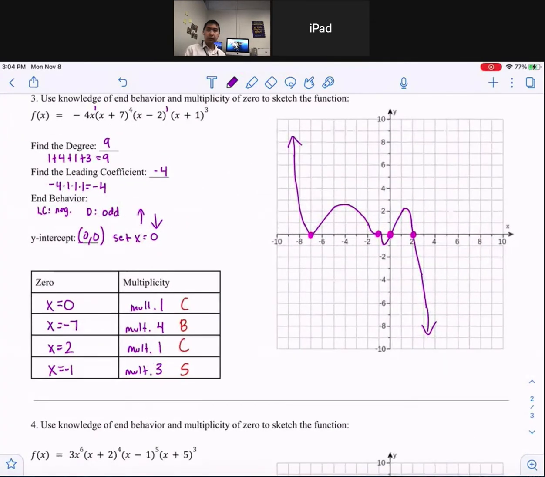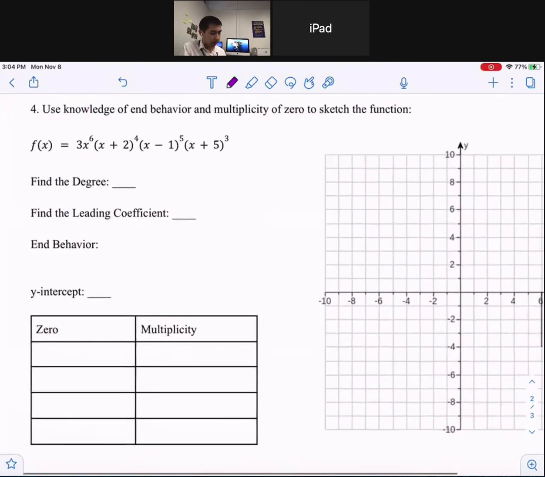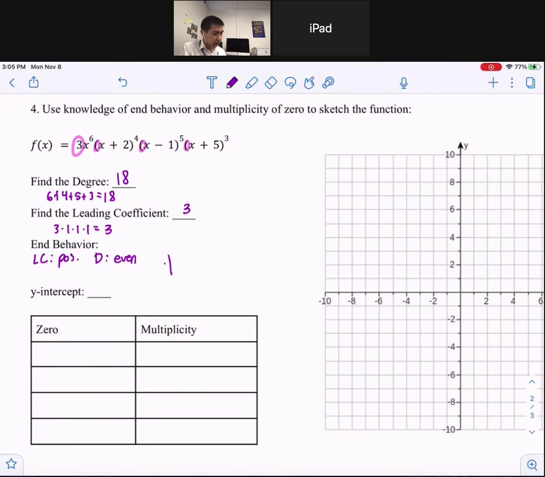Okay, one last one and then we are done. For 4, okay, add up all the degrees. 6 plus 4 plus 5 plus 3 of all of the factors. So that's 18. Now multiply the coefficients. 3 times 1 times 1 times 1. Coefficient of 3. So leading coefficient is positive, and your guys' degree is even. Positive even, you guys, is up, up. And if you guys set x equals 0, your y-intercept is just going to be 0, 0.